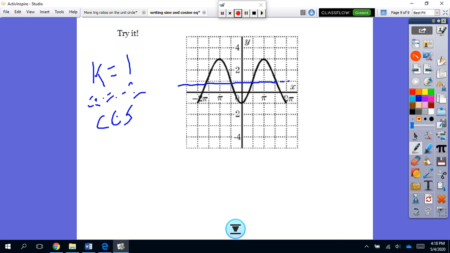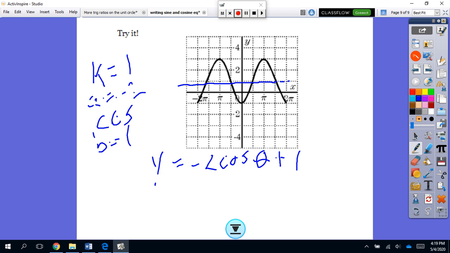So the period: min, midline, max, midline, min. Period is 2 pi. We already know that makes B equal 1. So y equals negative 2 cosine theta plus 1.